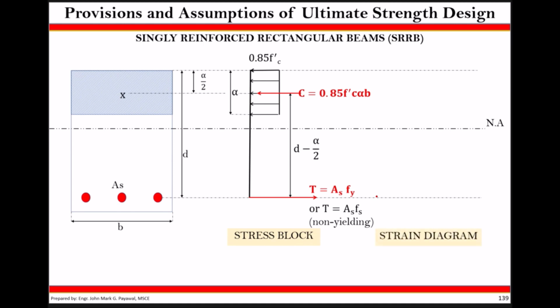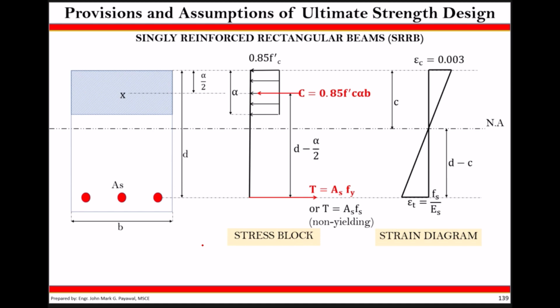On the other hand, the strain diagram is still proportional for concrete and for steel, and then Ec is 0.003 and Et is Fs over Es. Okay? Assuming that it is, that's the safe value. Pwede naman siya maging Fy over Es. Pero pag nangyari yon, we would see on the next discussions. This one is your c. I think wala naman tayong question dyan kasi ganun pa rin naman. From the maximum compression fiber to neutral axis, and then d minus c, yung aking lever arm.